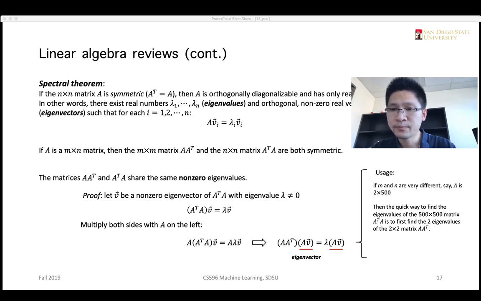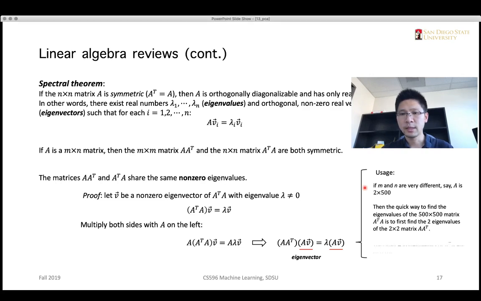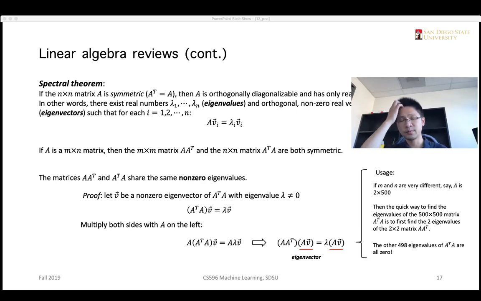Instead of trying to find the eigenvalues of a very large matrix, we can find the two eigenvalues of the smaller matrix, because the spectral theorem tells us that these two matrices share the same non-zero eigenvalues. It turns out that A transpose times A, which is a large matrix, in theory should have 500 eigenvalues, but only two of them are non-zero, and all the rest, 498, are zeros. So this property gives us a much faster way of finding eigenvalues and eigenvectors for matrices whose number of columns and number of rows differ a lot.